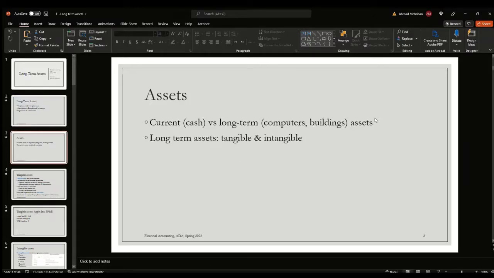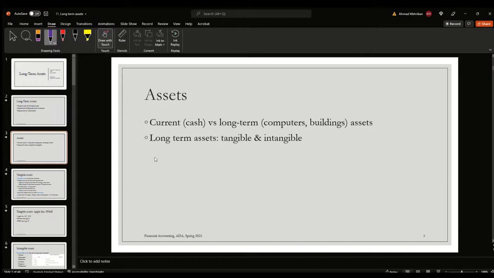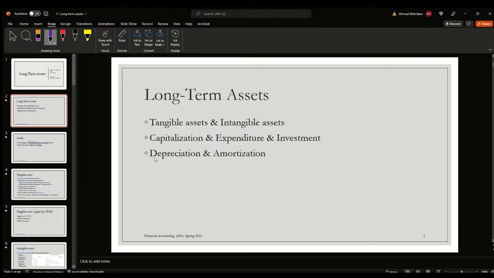Now, we are already familiar with assets. Assets can be current and long-term. The current assets, we know, can be cash, accounts receivable. The long-term assets are those that serve for more than 1 year, so computers and buildings. And long-term assets can be tangible and intangible. These are two types of assets that you need to be able to differentiate.